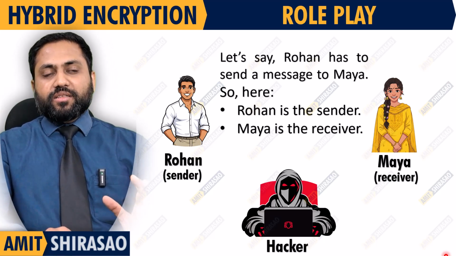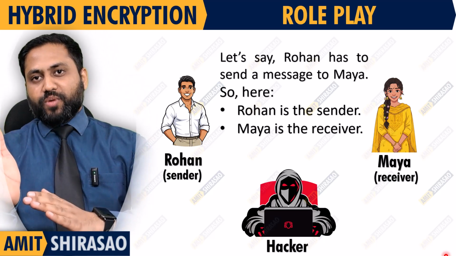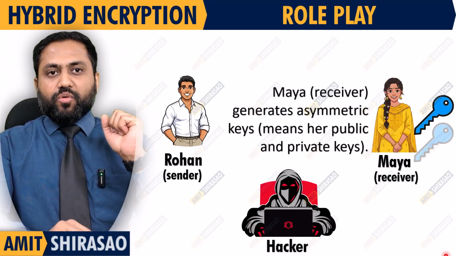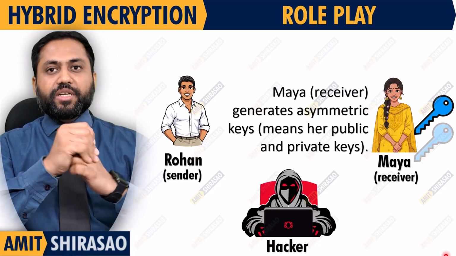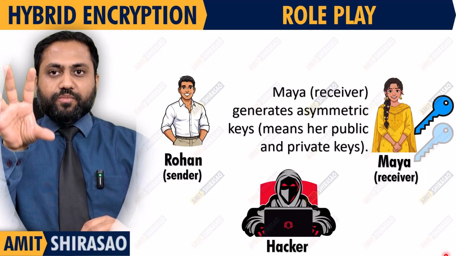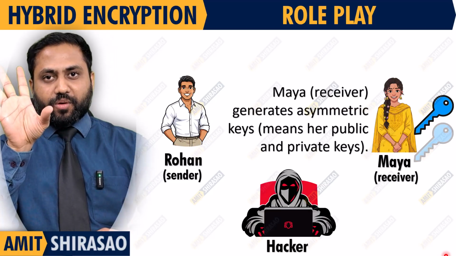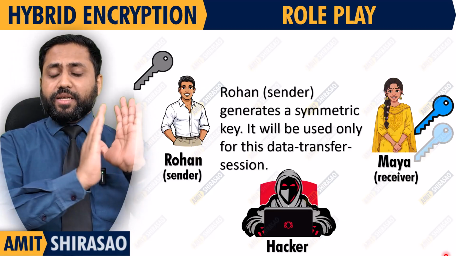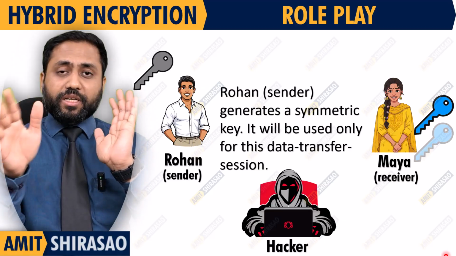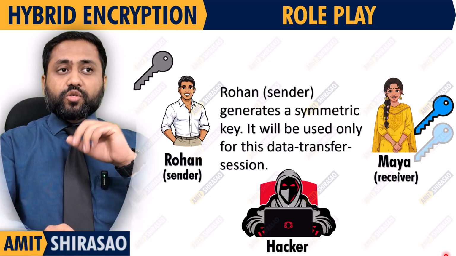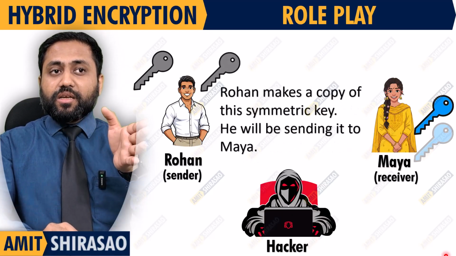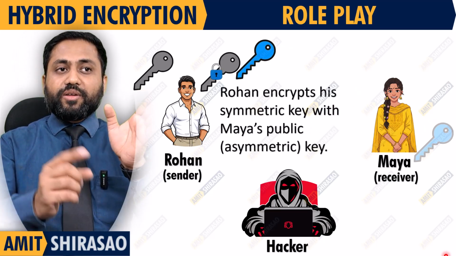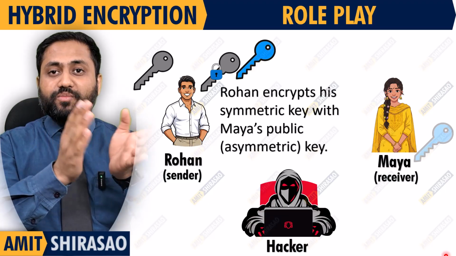In hybrid encryption, let us say Rohan has to send a message to Maya. So here Rohan is the sender, Maya is the receiver. What the receiver will do is generate their asymmetric keys, that is public key and private key. Now Rohan will generate a symmetric key. Now Rohan has to send this symmetric key to Maya. How will he do that? Rohan will first make a copy of this key so that he can send it to Maya. He will encrypt it using Maya's public key.